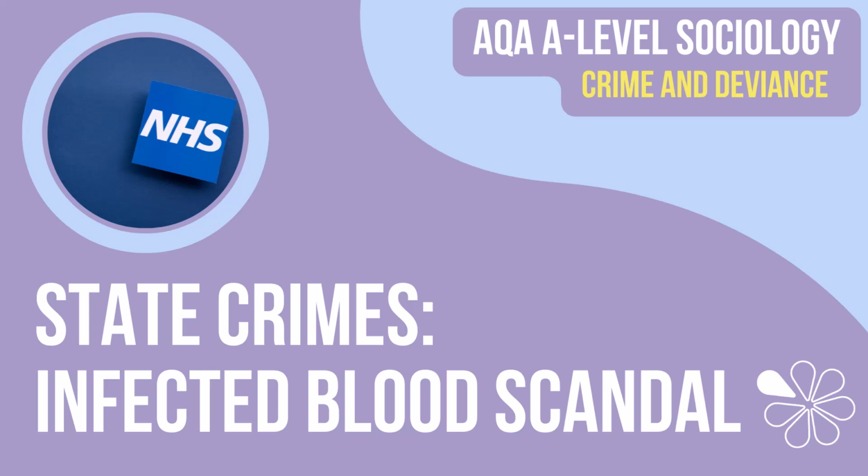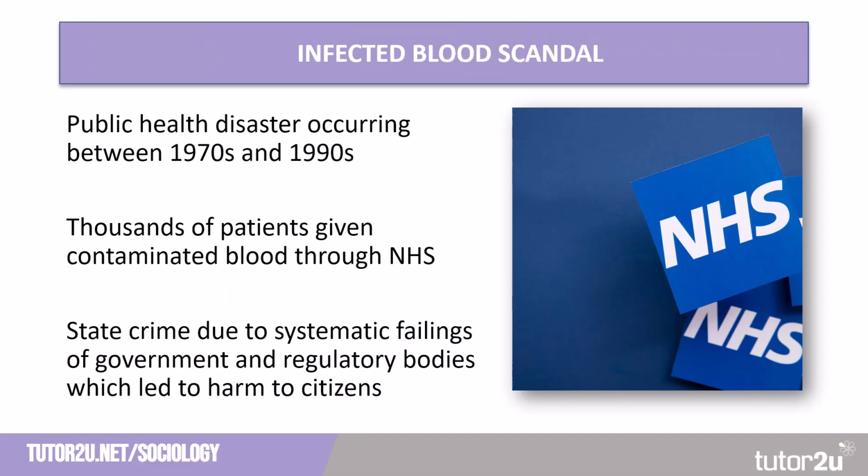In this video we're going to look at a state crime, the infected blood scandal in the United Kingdom. The infected blood scandal is one of the gravest public health disasters in the UK's history, occurring between the 1970s and 1990s. Thousands of patients, including children, were given contaminated blood products through the National Health Service, leading to infections with life-threatening diseases such as HIV and hepatitis C.